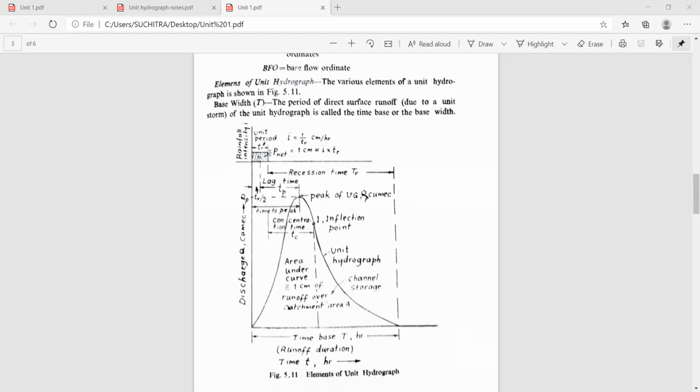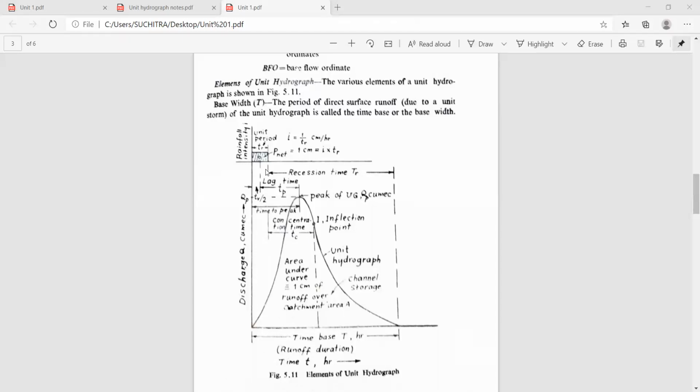And from the end of the storm to the end of this recession period is called the recession time in unit hydrograph theory. So from the end of the net rain to the last point of the recession limb of the unit hydrograph is called the recession time period, or recession time. And the time of concentration is nothing but the distance from the end of the net rain to the inflection point. The inflection point is called the time of concentration.